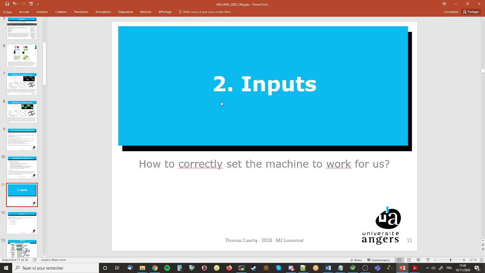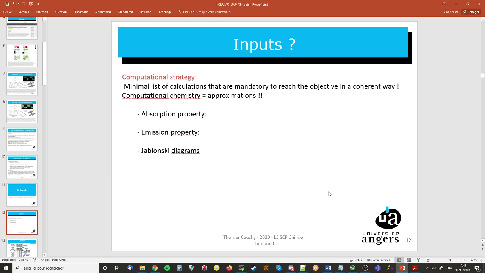That means that the input is the file, the orders that we must give to our computational chemistry program to compute what we want. And we need a computational strategy. A strategy, because we need to list what kind of calculations we need.